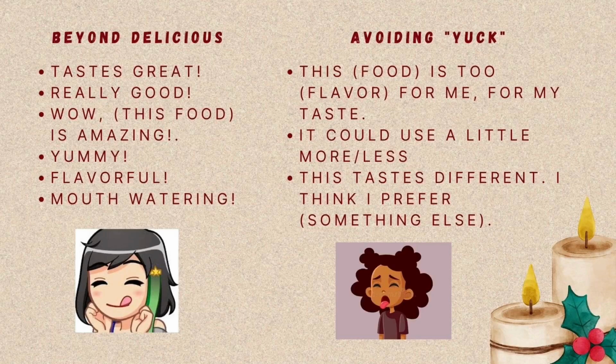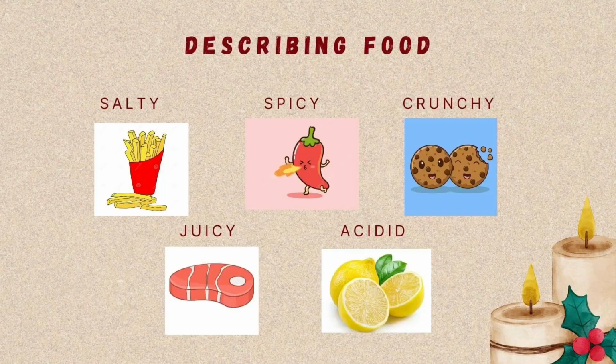This tastes different. I think I prefer something else. Esto sabe diferente. Creo que prefiero otra comida. Prefiero una pasta, etc. Here we have the 5 flavors that describe the food. Salty is used to say that is salado. Spicy is used to describe something picante. Crunchy is used to describe something crujiente. Juicy is used to describe something jugoso, and acidic is used to describe something ácido.